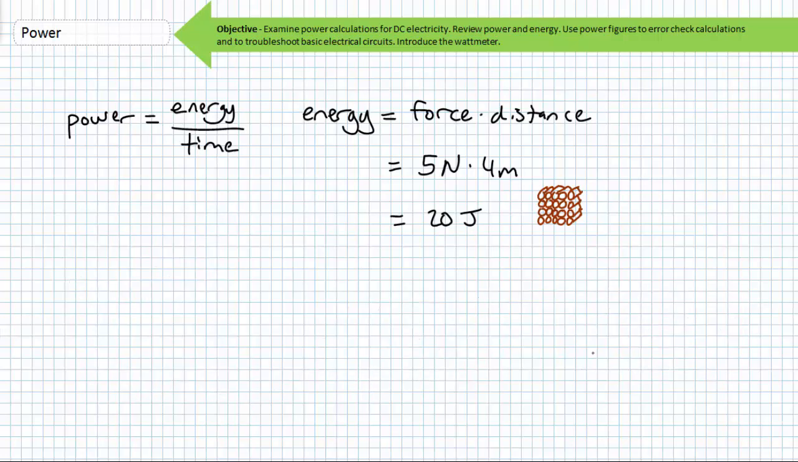How fast you get this energy into or out of a system is power. Power is the time rate expenditure or production of energy. Power is energy per unit time.